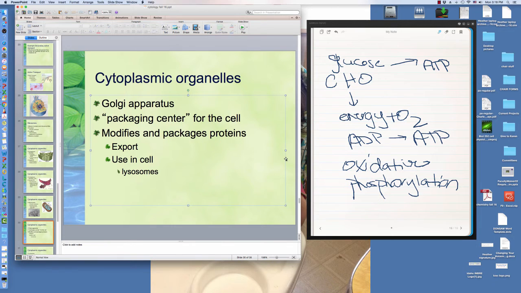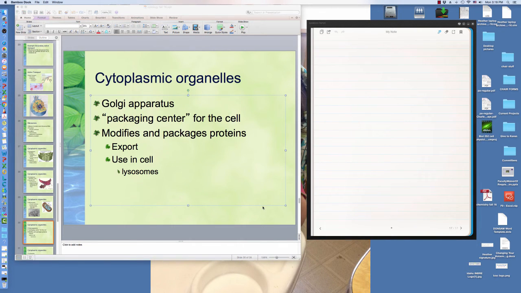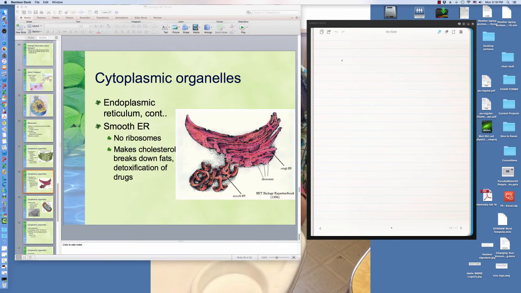The next organelle we're going to talk about is the Golgi apparatus, which I think of as the post office for the cell.